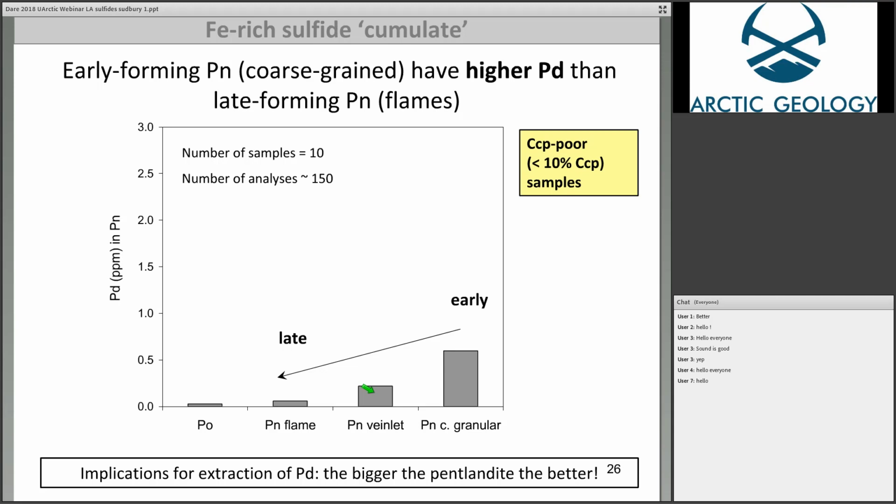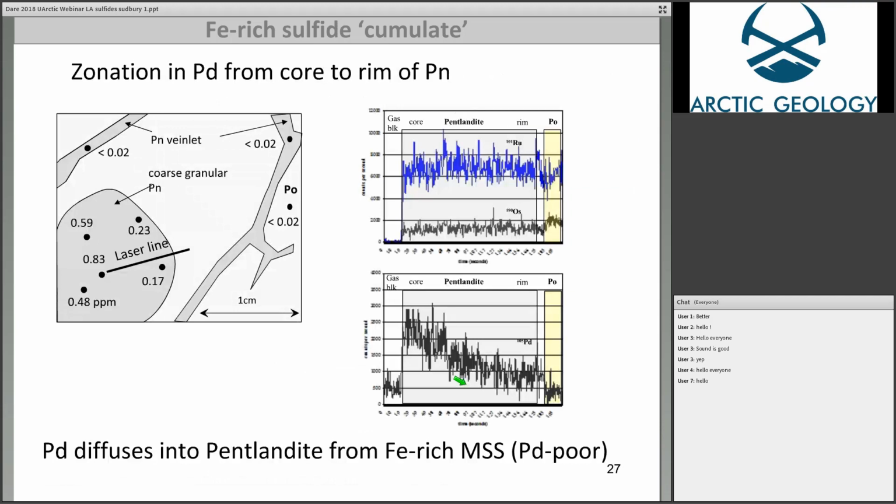So the implications for extraction for the company was: don't worry about your pentlandite flames, don't extract that pentlandite, it's worthless. However, the big coarse granular pentlandites are probably worth extracting for palladium.